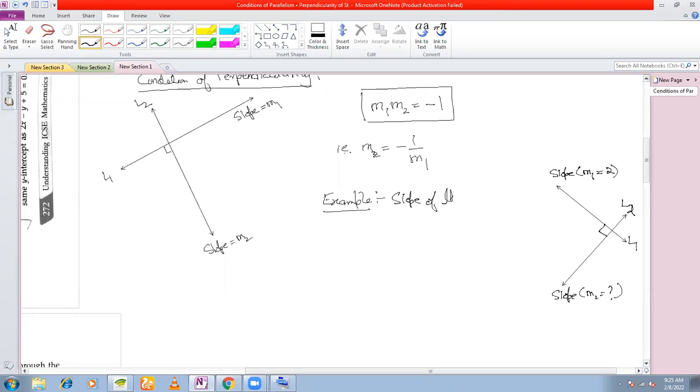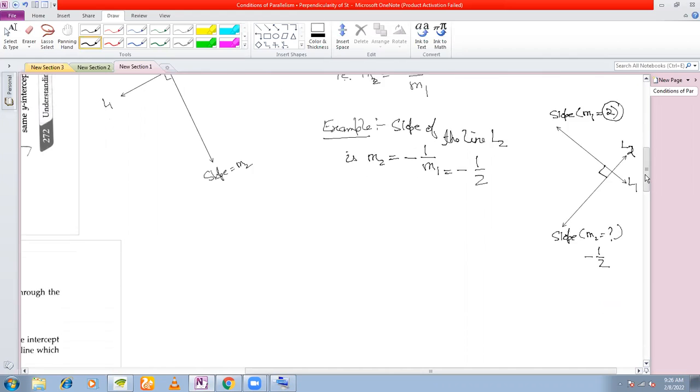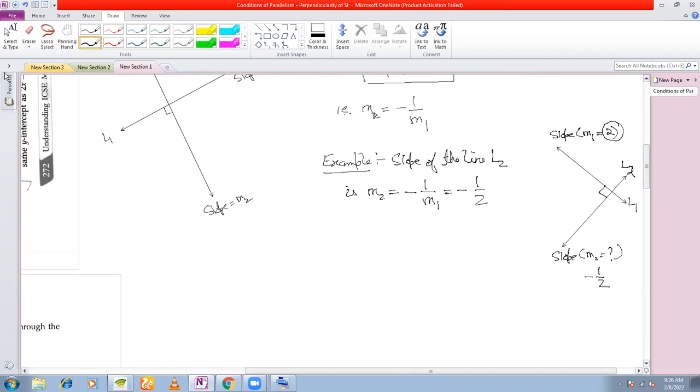Slope of the line L2 is m2, which is the negative reciprocal of the slope of the other line, right? And what is the slope of the other line? 2. So the slope of the line L2 is -1/2. So once I know the slope of this line, and I know the two straight lines are perpendicular, then I can write the slope of the other line as the negative reciprocal of the slope of the first line. Okay, fine. So with this idea, let's start with the problems.